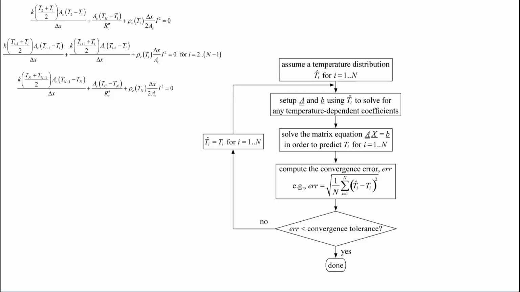And first time through, you're probably going to have a lot of error, right? So you look at, is my error less than a tolerance? If it is, I'm done. If not, I'm going to take this whole thing, go back up, update my guess values to be my new solution, and then just repeat this process.